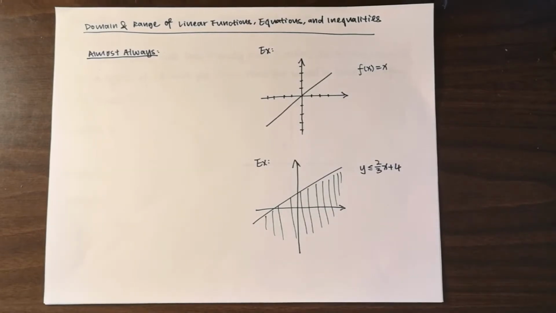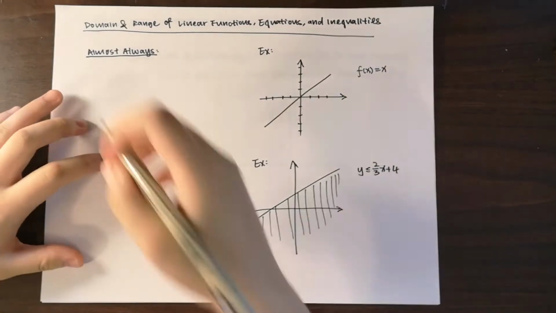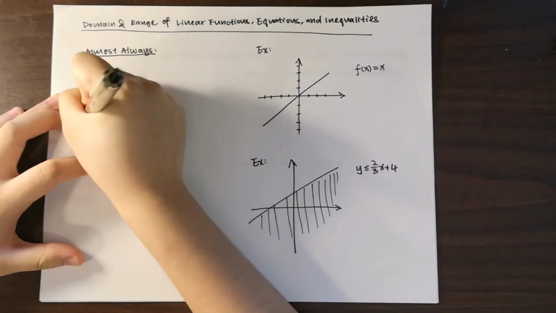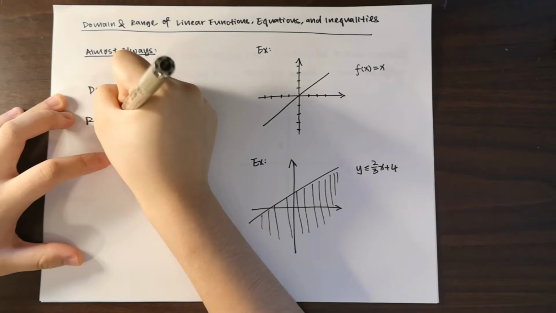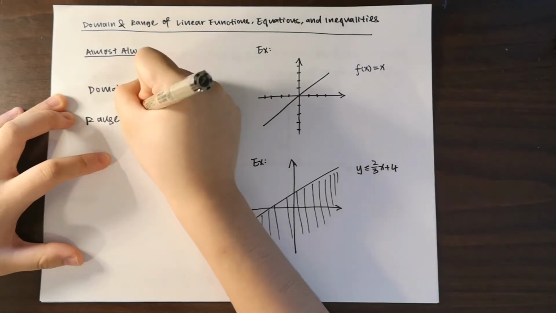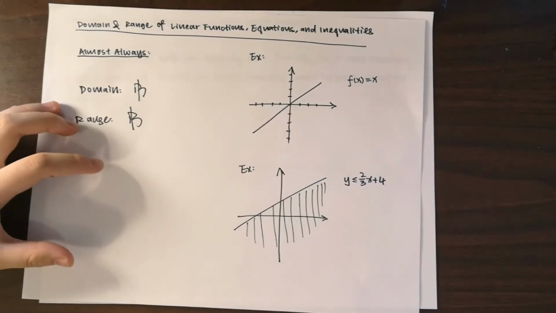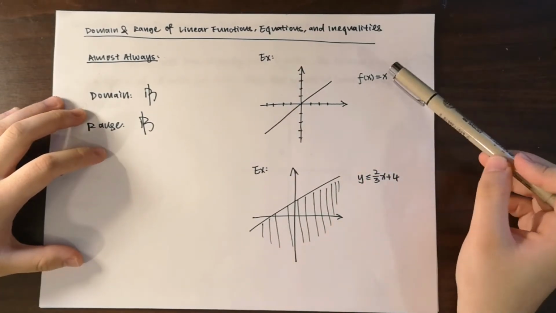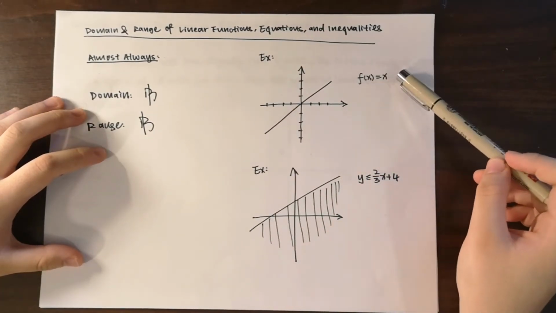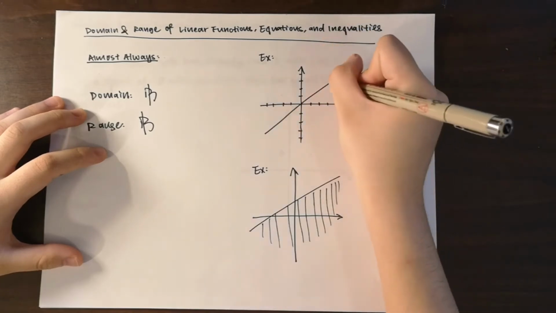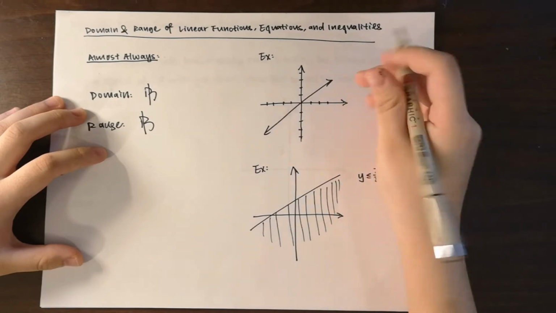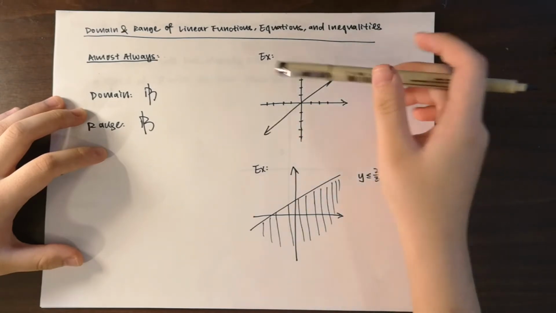So in general, almost always the domain and the range are real numbers. If we don't consider the real-world examples, we can look at a few graphs. For the function f of x is equal to x, we see the graph is looking like this, extending in both directions. So we can see that the domain is all real numbers and the range is also all real numbers.